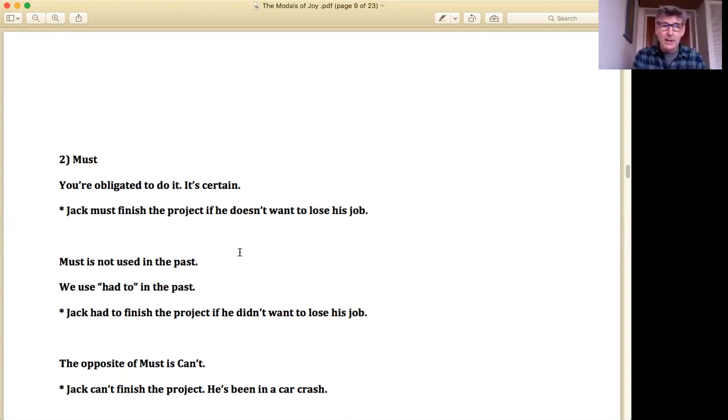All right. And the opposite of must is can't. This is British English again. Jack can't finish the project. He's been in a car crash. It means it's impossible for him to do it. And the British think of it that way.